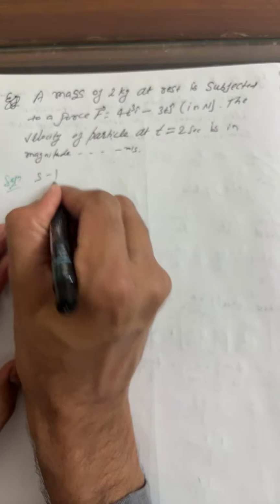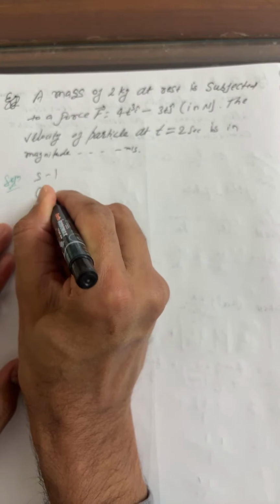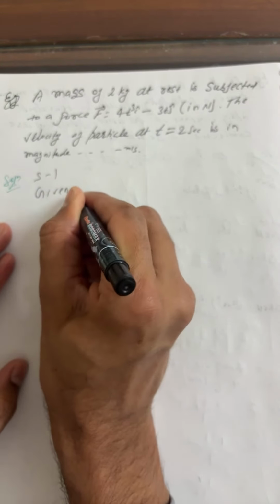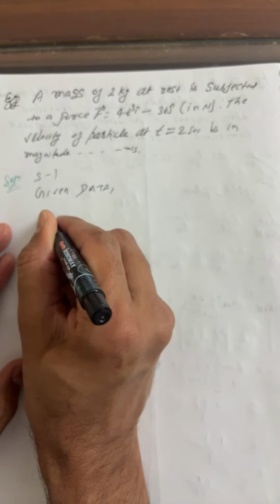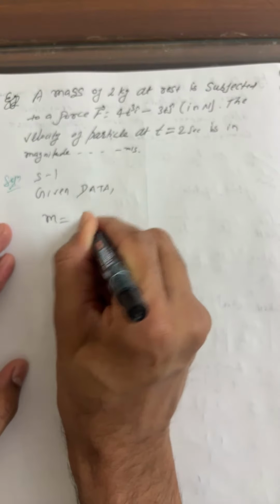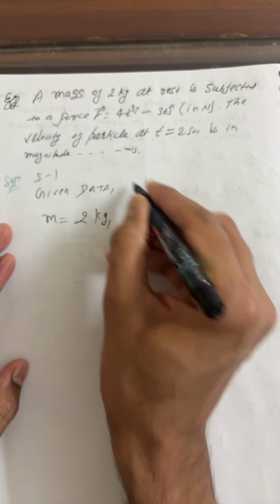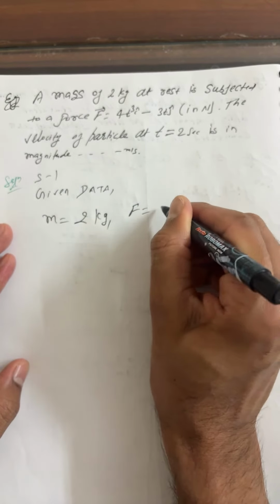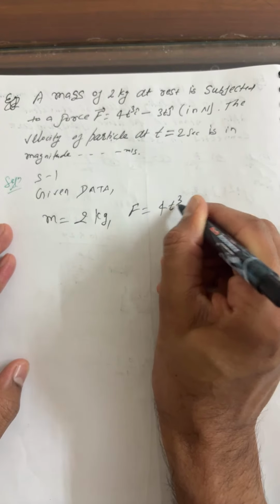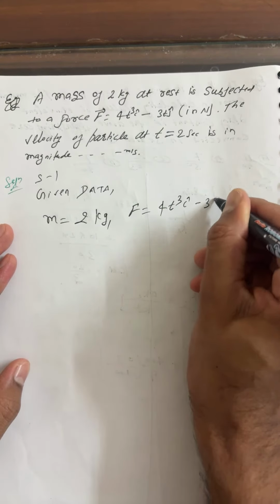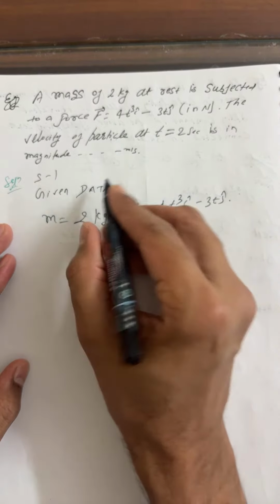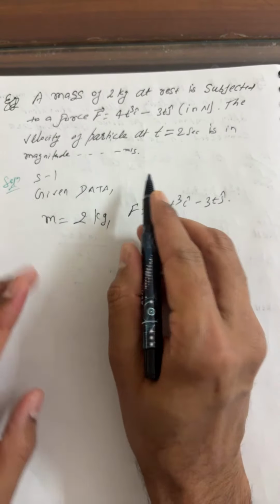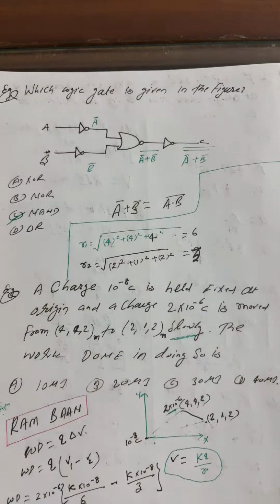In step 1, beta, first you can write what is the given data. What is the given data, beta? You can say mass is 2 kilogram. Force, how much? 4t i cap minus 3t j cap. We have to find velocity only, magnitude they mention. I hope I can say this is a repeat question, no? Which I solved, beta ji.